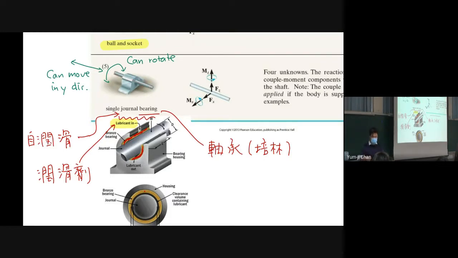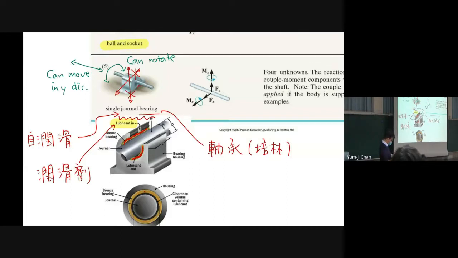For example, if you have a bearing here, then the shaft cannot move in this direction, right? It cannot move in this direction. It cannot move in this direction. And of course, it cannot move to the front and to the back and to the left and to the right. So the other four directions of movement are not possible.